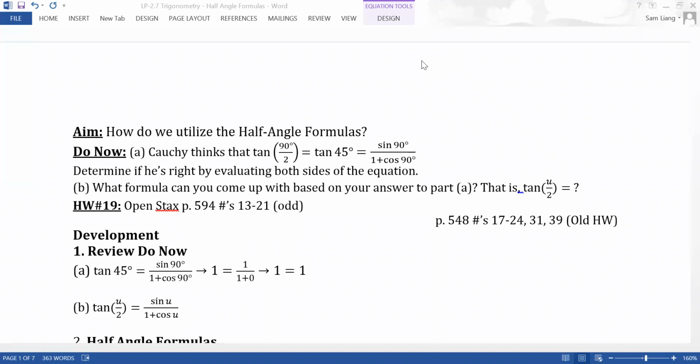All right, hey everyone. We are back today with the half angle formulas. So that's your aim: how do we utilize the half angle formulas? You do now is another problem with Cauchy.